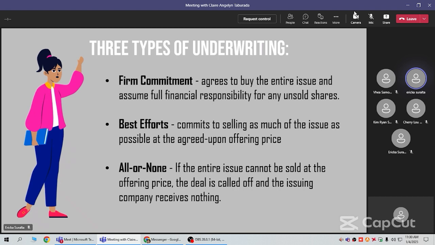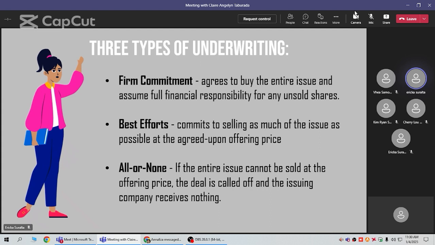And then here in best efforts, it commits to selling as much of the issues as possible at the agreed upon offering price. So the corporation in underwriting commits to sell as much of the issue as possible at their agreed offered price with the investor.